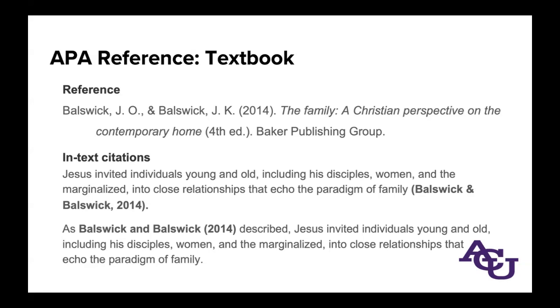To write the reference for a whole authored book, first we put the authors' last names and their first and, if available, middle initials too. So we've got J period space O period. Notice that even though we've got two authors here, we've got a comma after the first author's name before the ampersand symbol. After we put the information for both authors' names, we put the year of publication in parentheses, 2014, followed by a period.